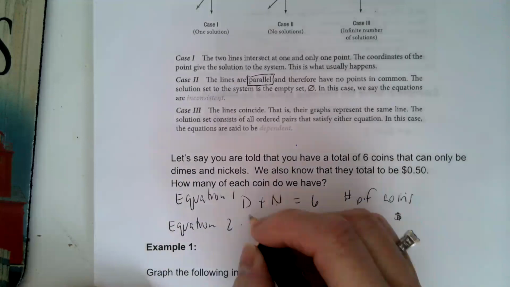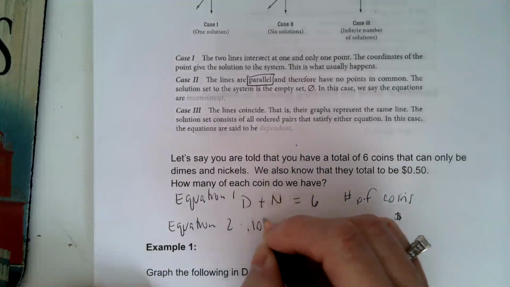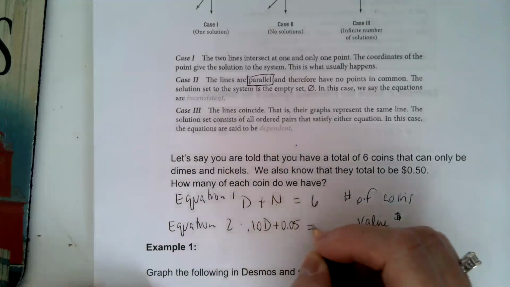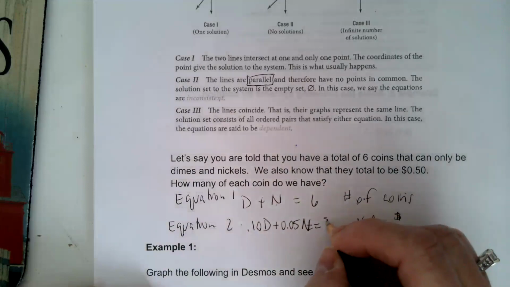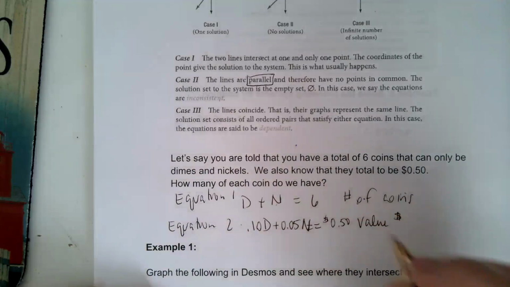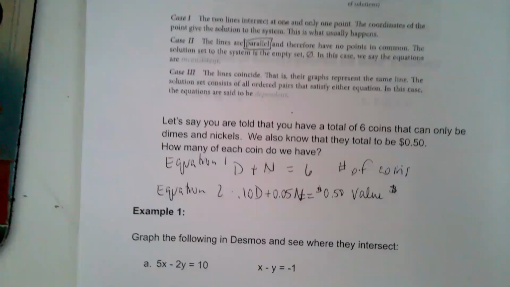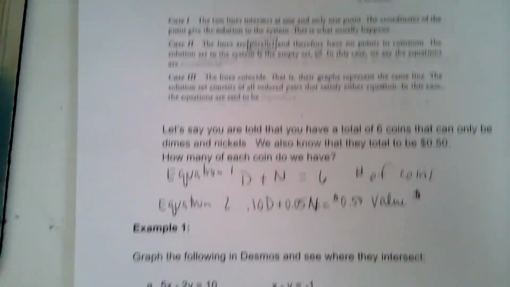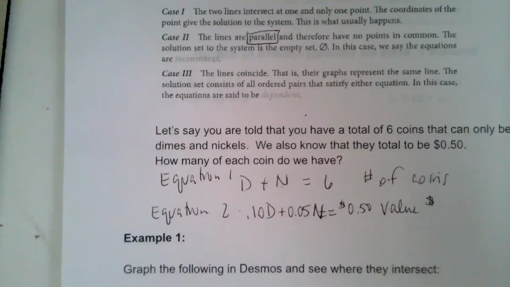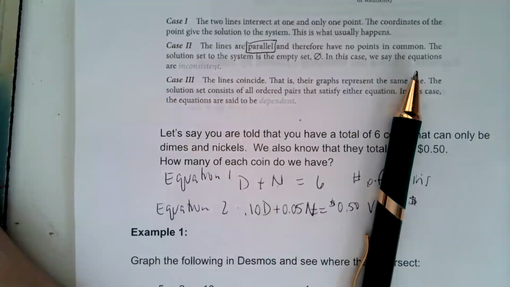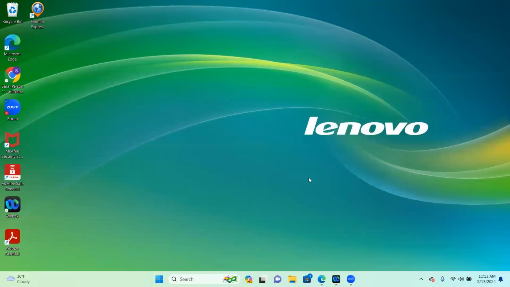And so that would be the value of a dime, which is 10 cents, times the number of dimes we have, plus the value of a nickel, which is 5 cents, times the number of nickels we have, equals 50 cents. With our understanding of money, we could probably do some guess and check to figure that out. But first of all, if we treat this as X and Y, we could actually go to Desmos and see what this might look like.